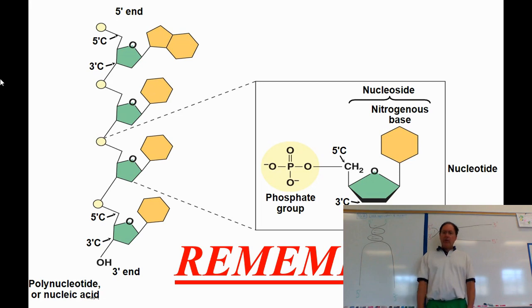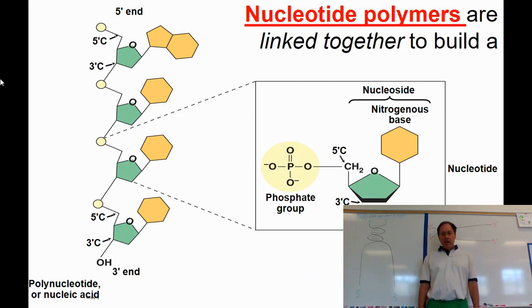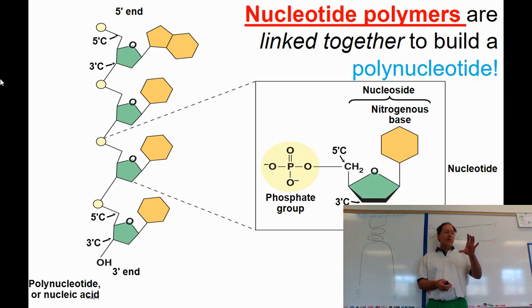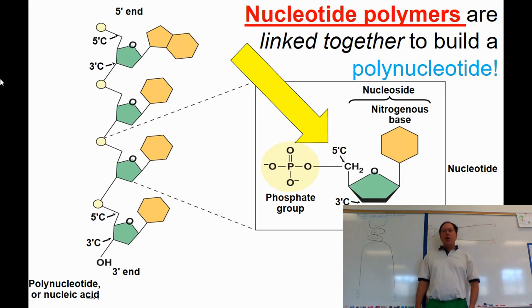Remember, this is something that we've learned in the past. The nucleotide polymers are linked together to build a polynucleotide. That just means we have this nucleotide which consists of a sugar, phosphate, and a nitrogenous base. That's that unit there on the right side of this picture, and they're linked together. You make then these long chains. This might be one side of a DNA molecule, and it could be hundreds of millions of letters long without a single break.